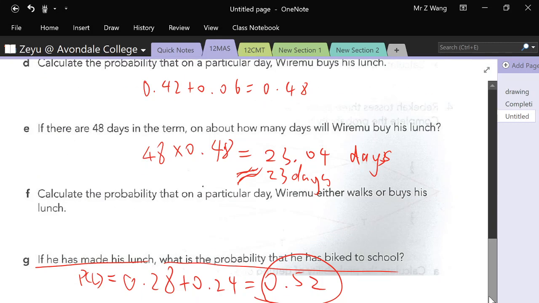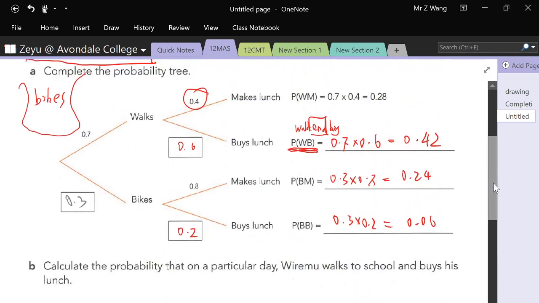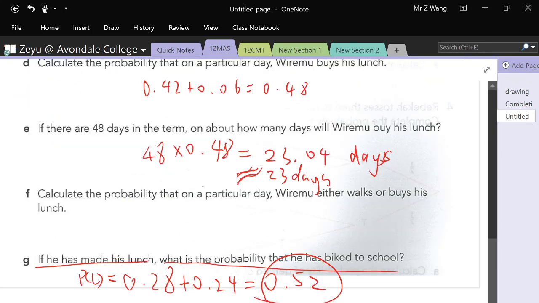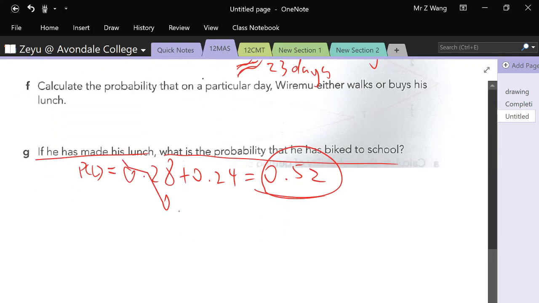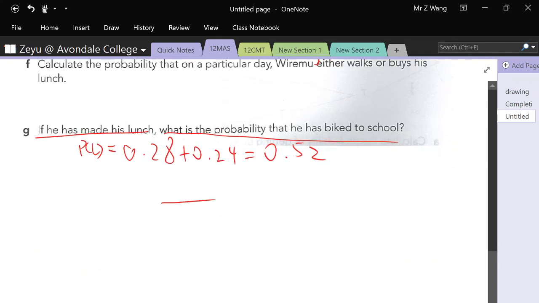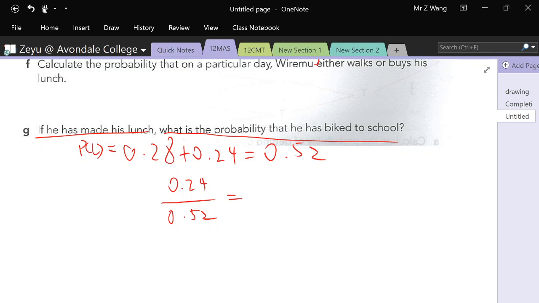Wait, does it say buy lunch? Made his lunch. Oh, sorry. Yes, you got it right. So it's 0.24. So out of those, it's no longer out of 1, right? So it's out of 0.52. He only biked to school on 0.24. Does that make some sense? Okay. Right. So this is conditional probability.